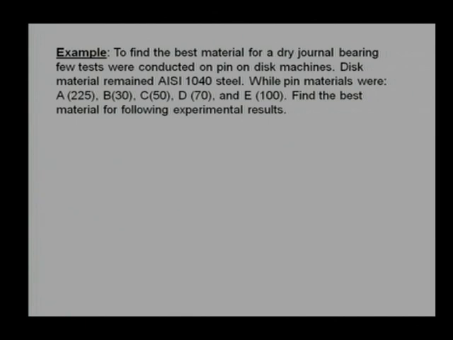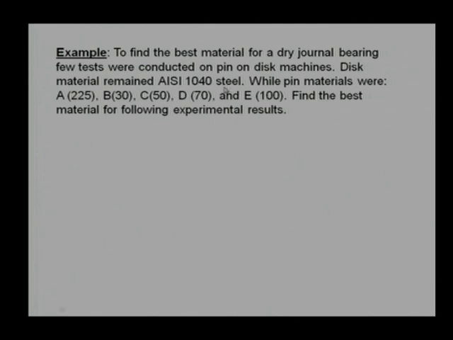We are not providing a third substance. There are only two substances, material 1 and material 2. We are not providing any additional third substance on that. So, for dry journal bearing, few tests were conducted on a pin on disk machine, a commonly used machine.